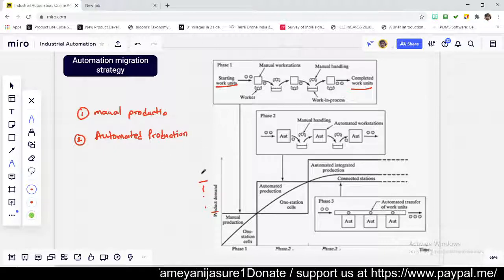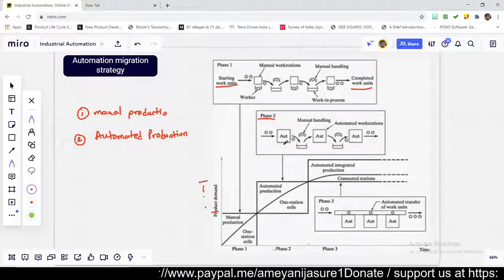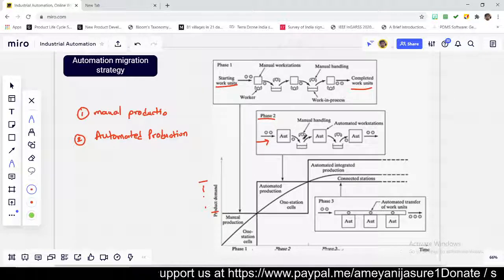Now, in this stage, once your manual operations are fixed, which operation to do and the sequence of the operations, in the second phase you change those manual workstations to automatic workstations. So my workflow starts from this. First operation, you make it an automatic workstation. The handling from one workstation to another workstation you still keep manual. So the production rate increases, but there is still human involvement in handling your products or semi-finished products from one workstation to another.